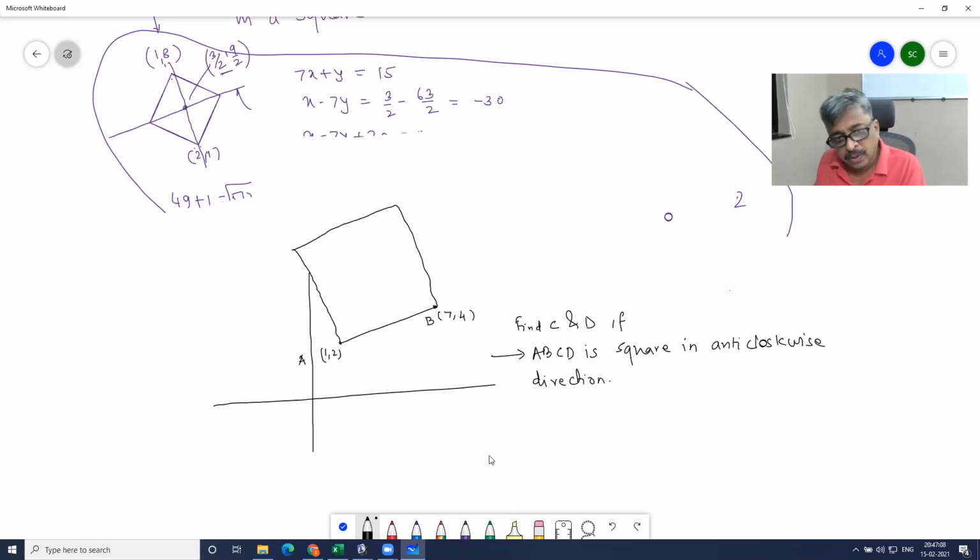Okay. Now, do you recollect this Pythagoras proof of 4 triangles in a square?